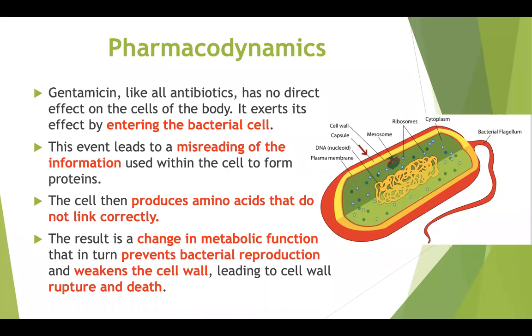Okay, so it exerts its effects by entering the bacterial cell wall. We have here a picture, and this yellow portion is the cell wall of the bacteria. After entering the cell wall, once our gentamicin has penetrated it, the next thing is that this event leads to misleading of information used in the cell to form proteins. Inside the cell there's also processing of information, like the cell also has its own brain.